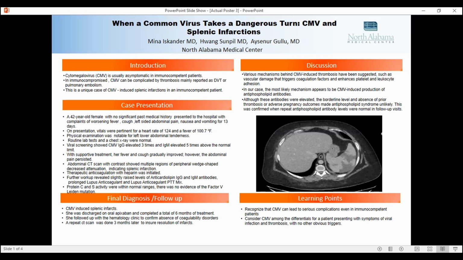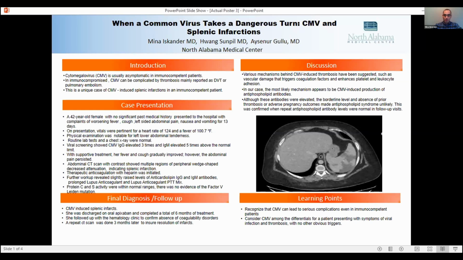The patient was managed mainly with supportive treatment, and her fever and cough gradually continued to subside. However, her abdominal pain persisted, so we went ahead and did a CTA of the abdomen, and surprisingly, it showed hypoattenuations in the spleen, as shown on the right side of the screen, that were suggestive of splenic infarcts.